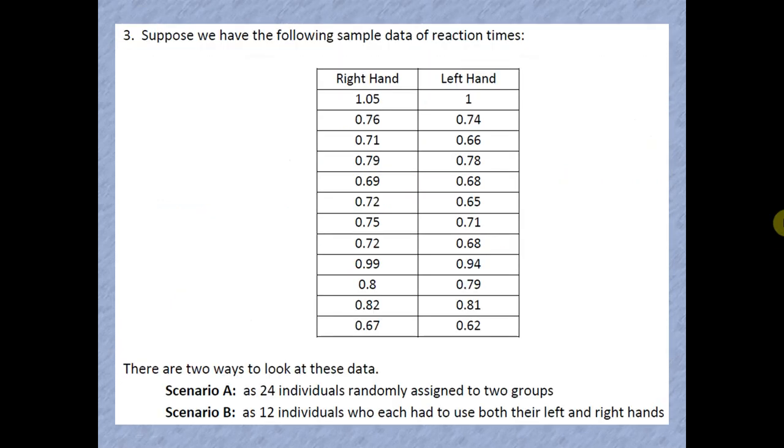In question number 3, we have this sample data where we have 12 right-hand measurements and 12 left-hand measurements. There are 2 options there. Either those are 24 measurements where each person is measured once, 24 people who are randomly assigned to either use their left hand or use their right hand and have the reaction time measured, or this is 12 individuals where the reaction time is measured for both hands.